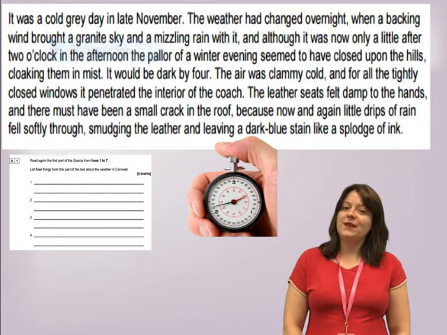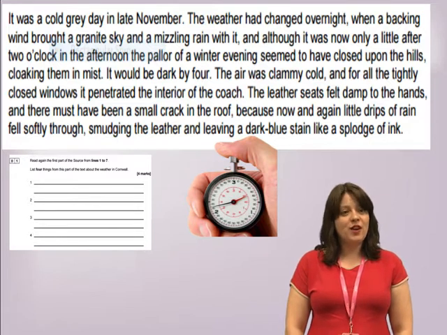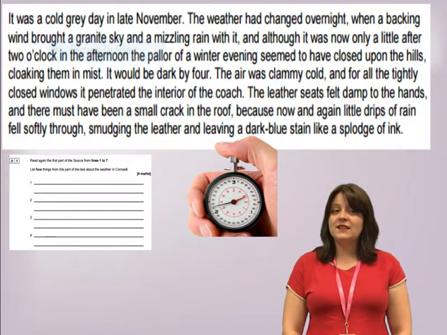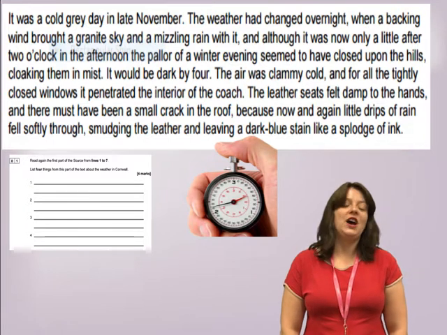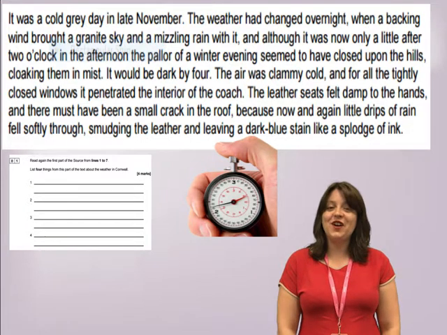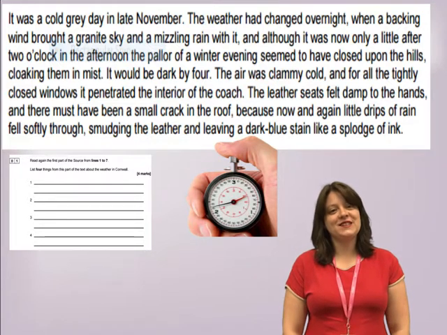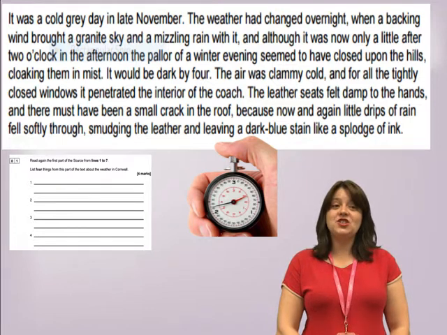Okay, now over to you. You would have 5 minutes to answer this question in an exam, so please pause the video and time yourself listing 4 things from this part of the text about the weather in Cornwall. If you get extra time in the exam of 25% extra, you may choose to spend 1 or 2 extra minutes answering this question. Okay, so how did you get on?